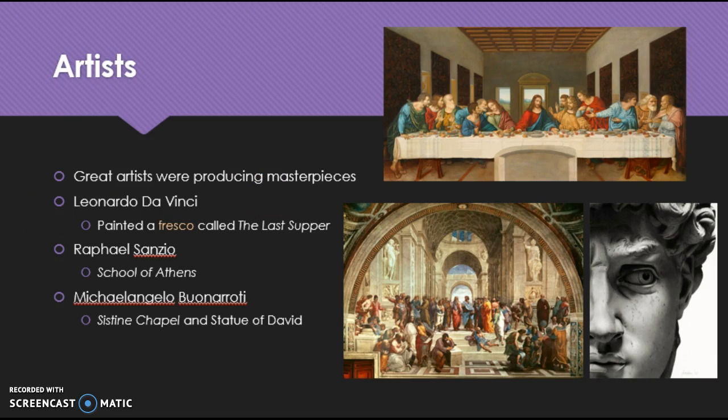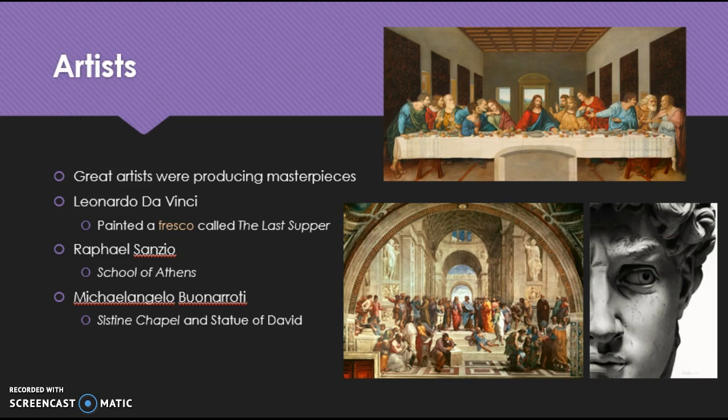So the artistic Renaissance lasted from about 1350 to 1550, but really hit its peak in 1490 to 1520. At the time, great artists were producing masterpieces. Three of the most famous artists were Leonardo da Vinci, Raphael Sanzio, and Michelangelo Buonarroti. Although Leonardo also became a great scientist and inventor, which we've already discussed in lessons, he trained as an artist. Born in 1452, he began his training in Florence at a young age.